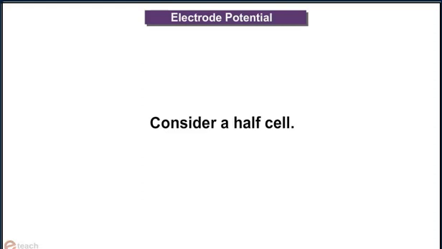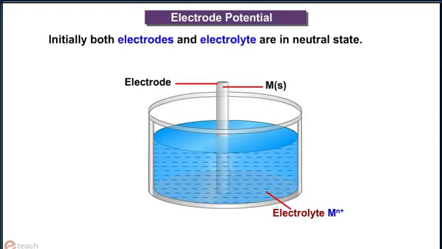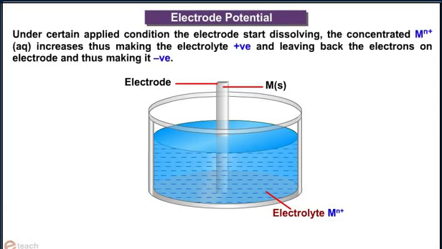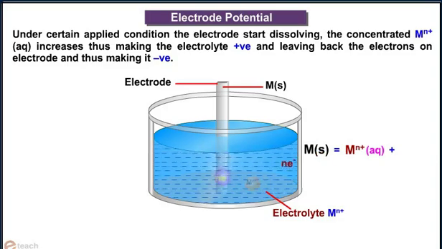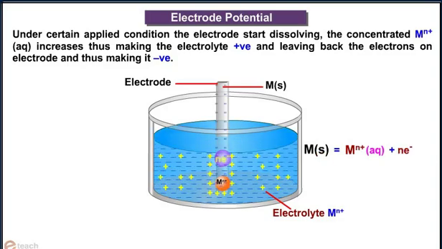Potential. Consider a half cell. Initially, both electrodes and electrolyte are in neutral state. Under certain applied condition, the electrodes start dissolving. The concentration of M plus N increases, thus making the electrolyte positive and leaving back the electrons on electrode, and thus making it negative.